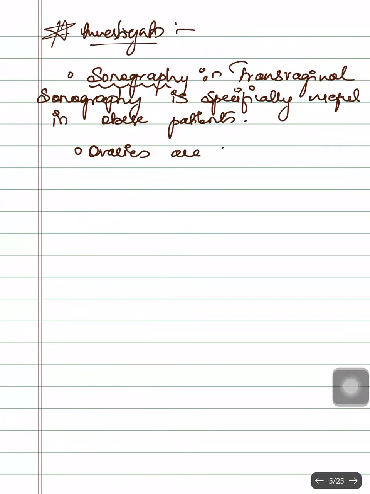So here you see ovaries are enlarged in volume, and also there are a number of cysts that have been formed. You will be seeing this in the sonography, and it is mainly useful in obese patients. Ovaries are enlarged. Next, the first one was sonography and the second one will be the serum values.